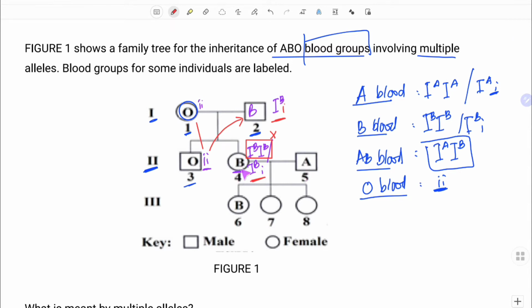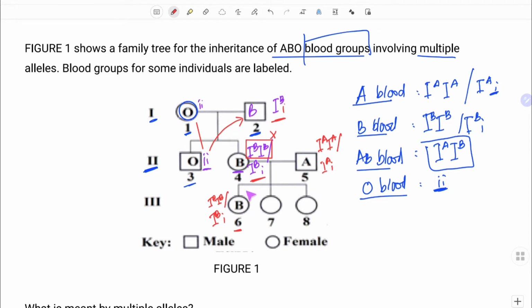Next, individual number 4 ni marries individual number 5 yang ada A blood type. So, sama juga kalau A blood type can be homozygous IA ataupun heterozygous IA dan juga i kecil. So, ada dua possible genotype dia. So, macam mana kita nak decide yang mana? Kita tengok dia punya offspring. So, based on these two parent, dan ada satu information lagi iaitu offspring number 6 ni, dia adalah B blood type. So B blood type can be IB homozygous ataupun IB i kecil heterozygous.